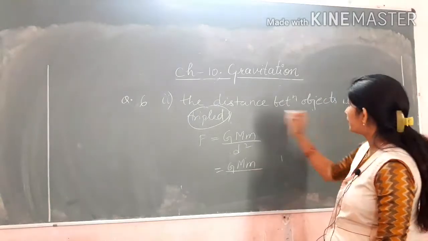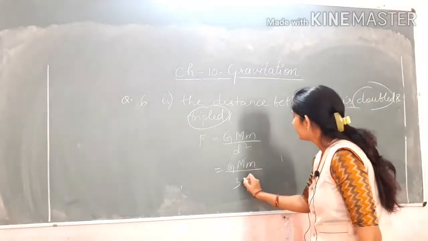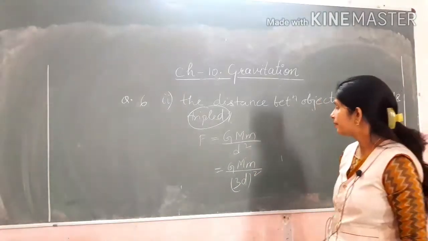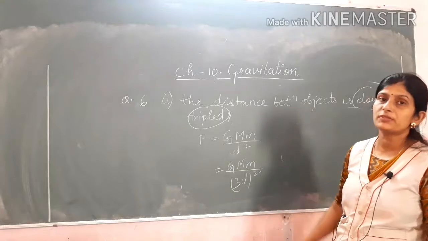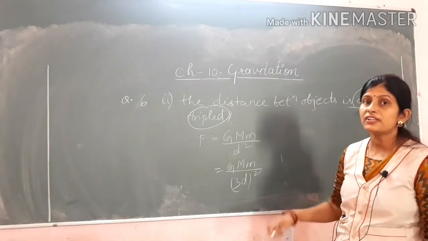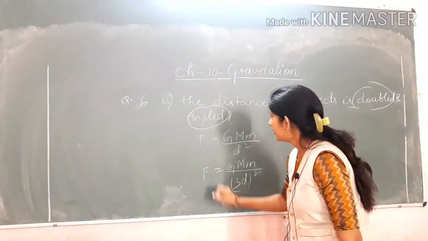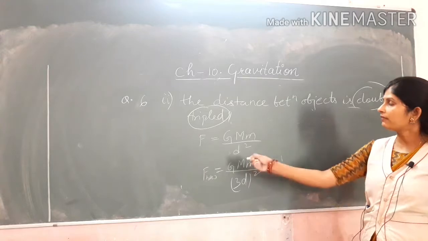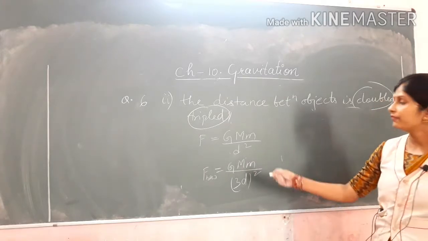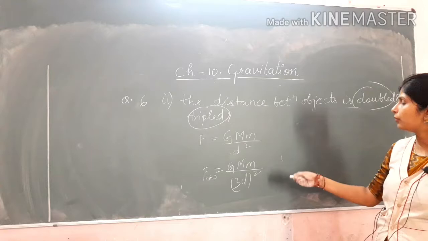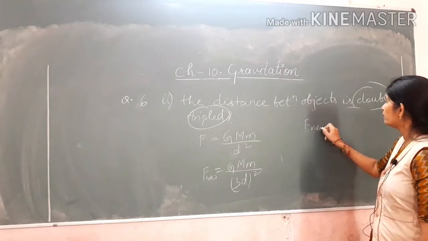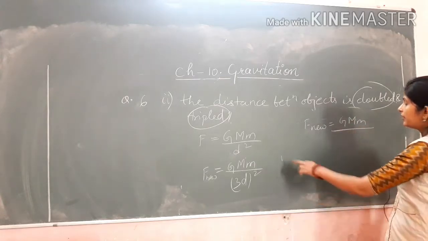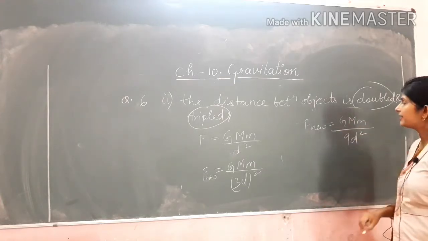Now, it is tripled. So, in place of d we can write 3d whole square. Now, if the distance between the two objects is tripled, then gravitational force will also be changed. Now, new gravitational force will be F new is equal to GMm upon 3d whole square. F new is equal to GMm upon 9d square.